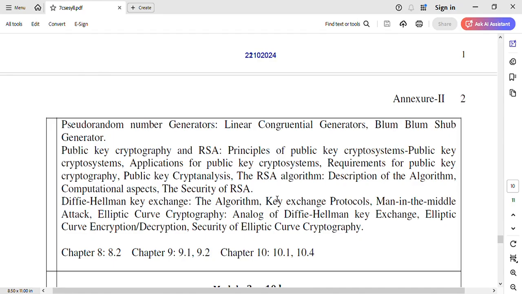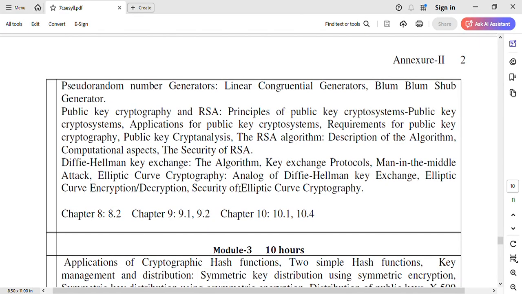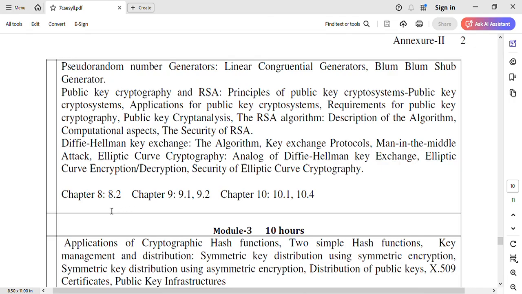So we will consider one simple example, from that we are going to see how to perform the encryption and decryption. Similarly we are going to discuss the Diffie-Hellman key exchange algorithm, key exchange protocols, man in the middle attack, elliptic curve cryptography, analog of Diffie-Hellman key exchange, elliptic curve encryption, decryption, security of elliptic curve cryptography. So similarly, module 1 and module 2 are included in textbook 1, chapters 8.2, 9.1, 9.2, chapter 10.1 and 10.4.